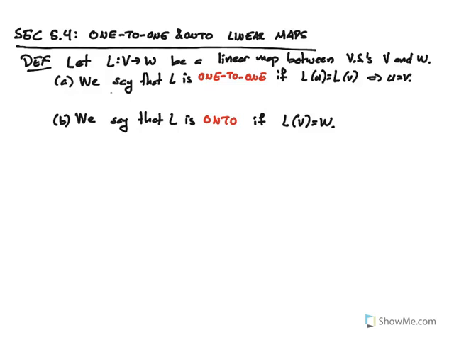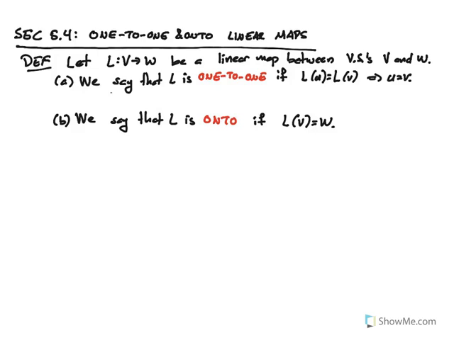We have arrived at section 5.4, where we're going to talk about two properties that linear maps may or may not possess. The first one is the notion of being one-to-one. The framing here is that we have a linear map, L, that maps some vector space V to another vector space, W. And now we say that L is one-to-one if L of U equal to L of V implies that U is equal to V.